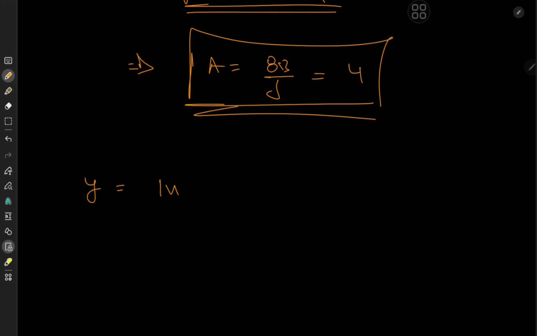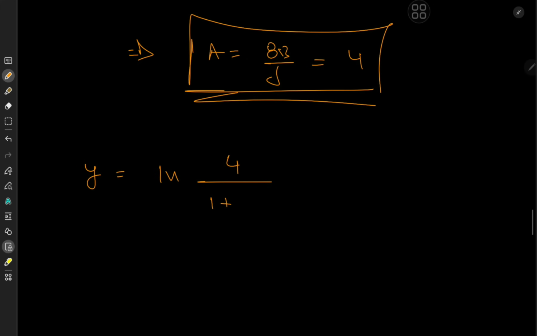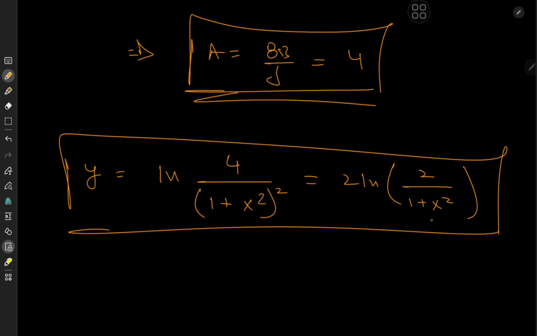So this means that y here equals log of a, that's 4. My 4s are atrocious as well. Over 1 plus b, which is like 1, so that's x squared, squared, right? Oh, yeah. But 4 is 2 squared, so that means we can write this thing as 2 times log of 2 over 1 plus x squared. And that is the solution to our differential equation.